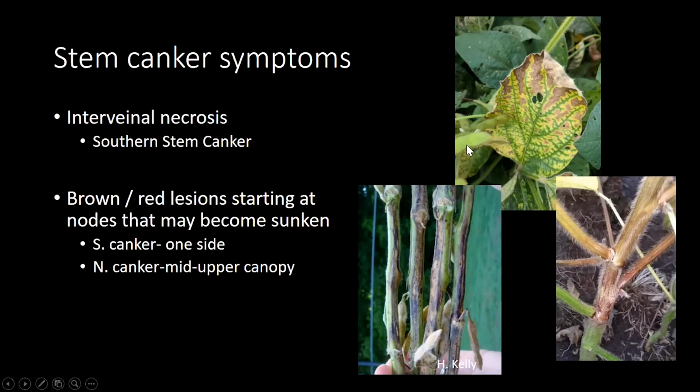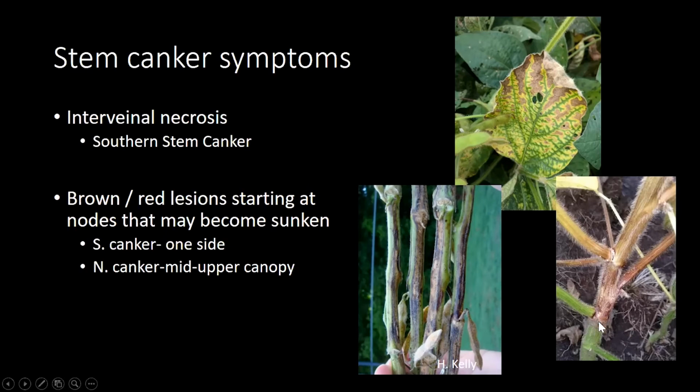But the difference that you're going to see with southern stem canker and northern stem canker is that this is a disease of the stem that starts at the nodes. So southern stem canker typically is going to be found in the lower portions of the stem, and you're going to notice these lesions that will form unilaterally up one side of the stem. And they'll become a little sunken over time.